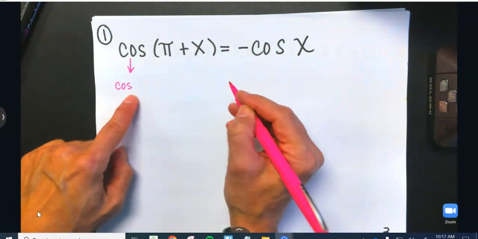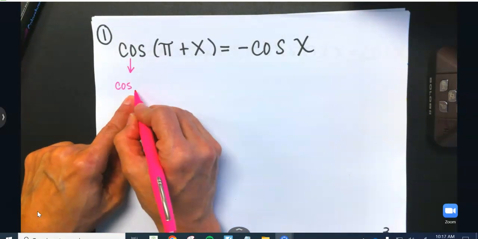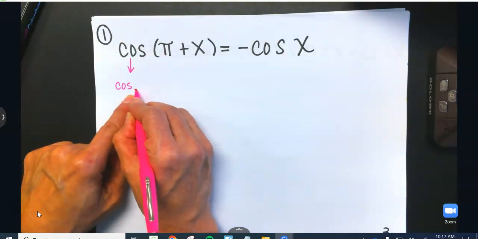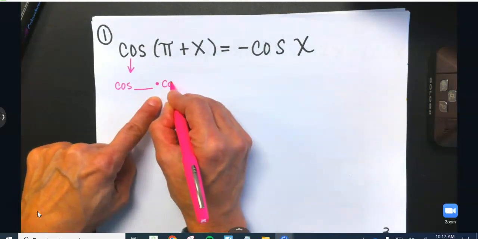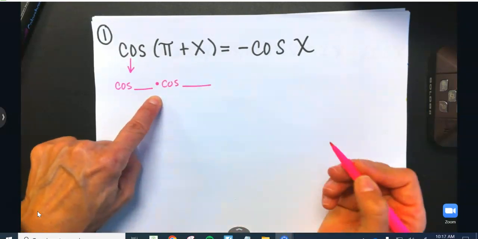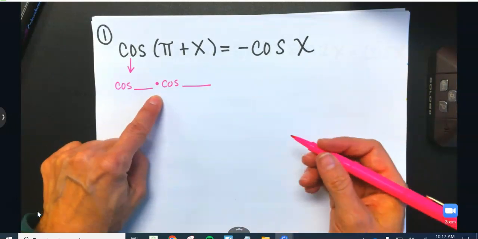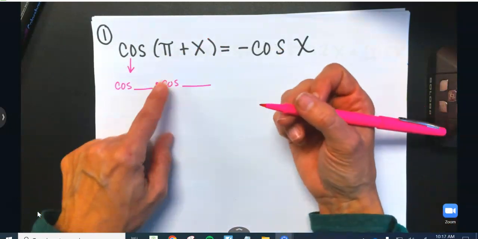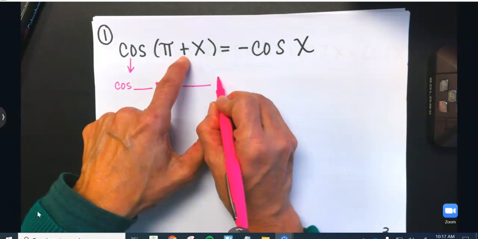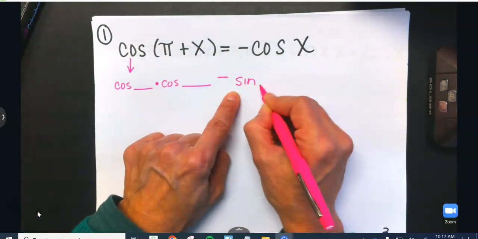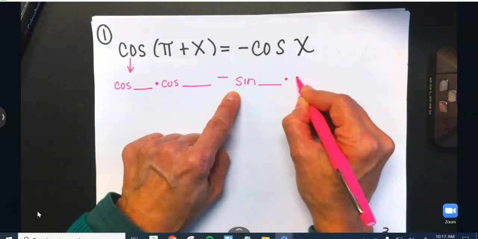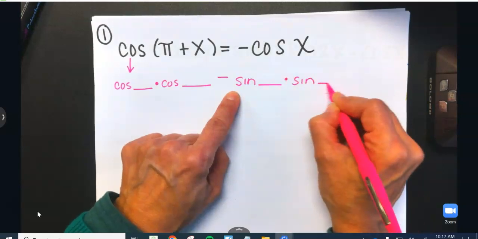All right. So this is a cosine identity. Cosine always starts with cosine. And it's going to be cosine alpha times cosine beta. Remember, cosine is a big liar. So if that's a plus, I'm going to write a minus. And then it's going to be the sine alpha times the sine beta.